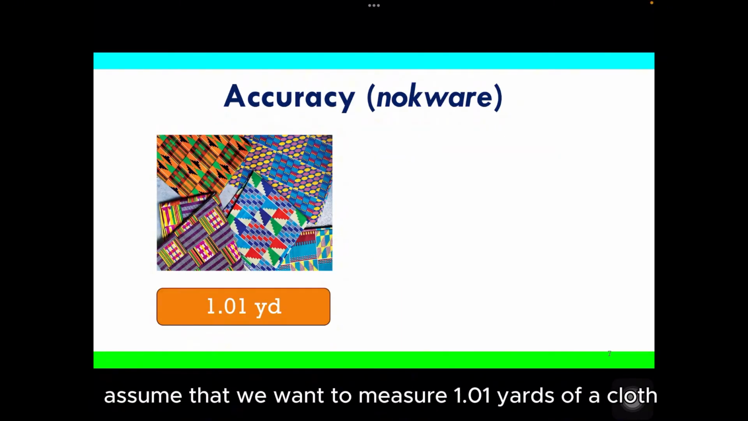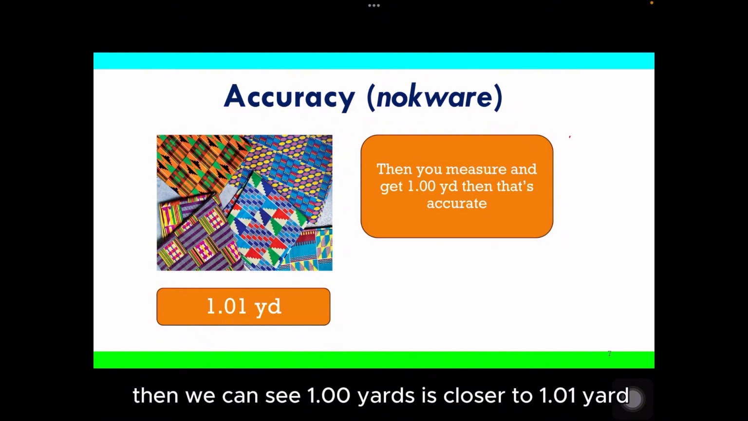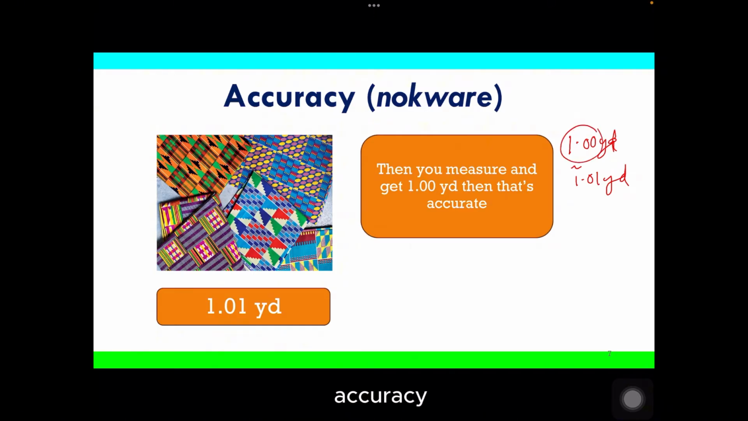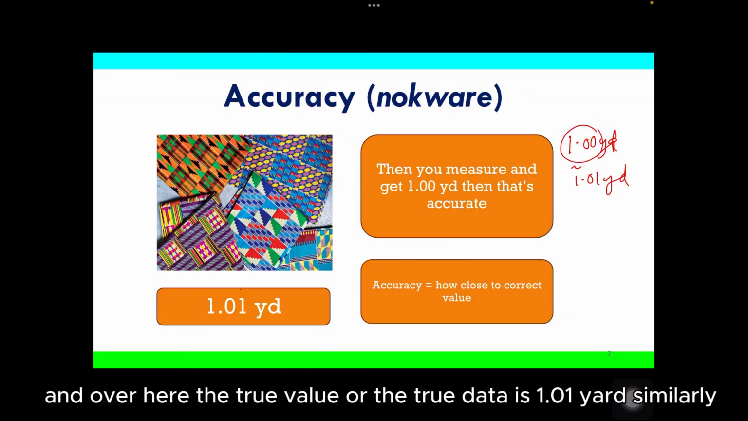Assume that we want to measure 1.01 yards of a cloth. If we get 1.00 yard, then we can say 1.00 yard is close to 1.01 yards. That means our measurement is accurate. Accuracy tells you how close your measured data is to the correct or true value. And over here, the true value is 1.01 yards.